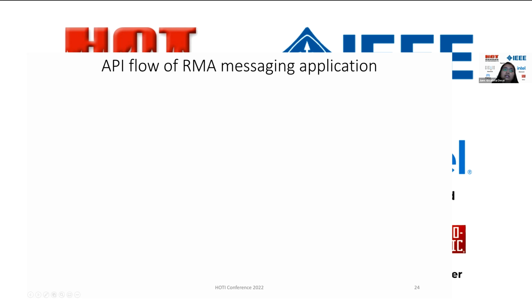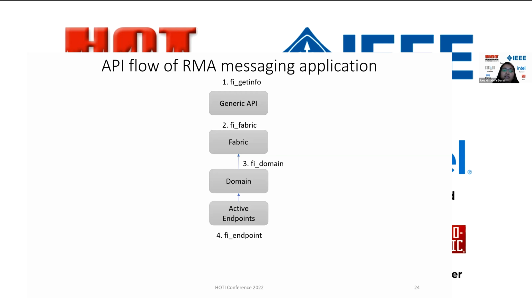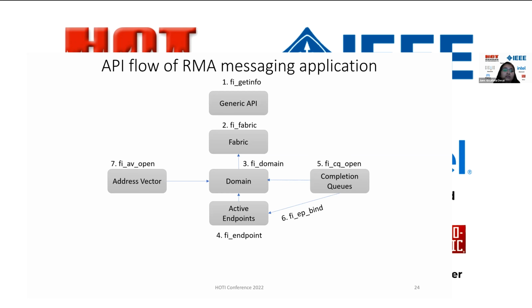So like all the other examples, the RMA application also begins with the FI get info call, and all the initialization is going to be the same until we reach FI enable. So fabric, then domain, then endpoint, then completion queue, bind it to the endpoint, address vector, bind it to the endpoint, enable the endpoint.